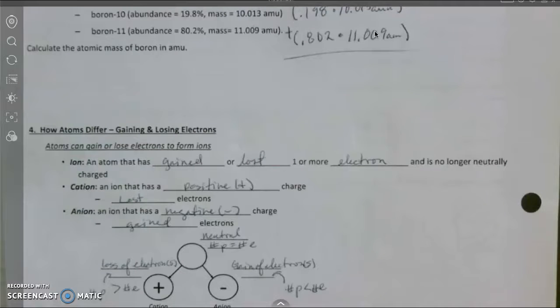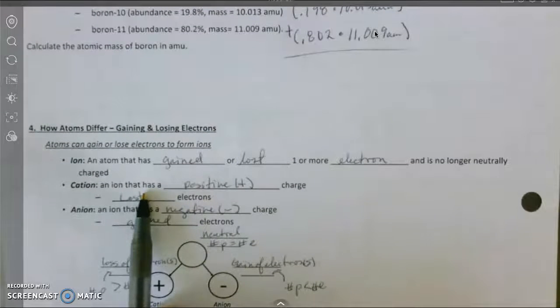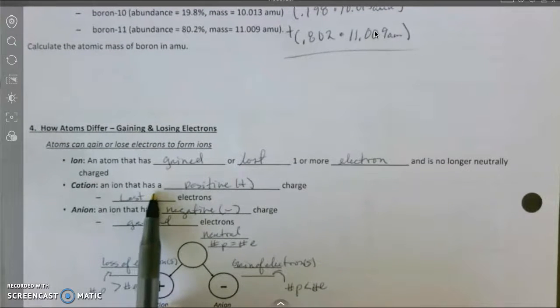Okay, now here is the second way that we can change an atom. We can change not the number of neutrons, but the number of electrons. So this is called an ion. Ions are not neutral because we don't have the same number of protons as we do electrons. So an ion is an atom that has gained or lost one or more electrons, and so it's no longer neutrally charged. If you have a positive ion, it's called a cation, and this happens through losing negative electrons.